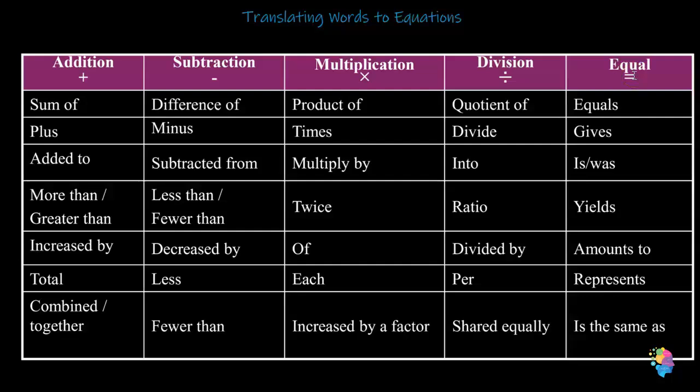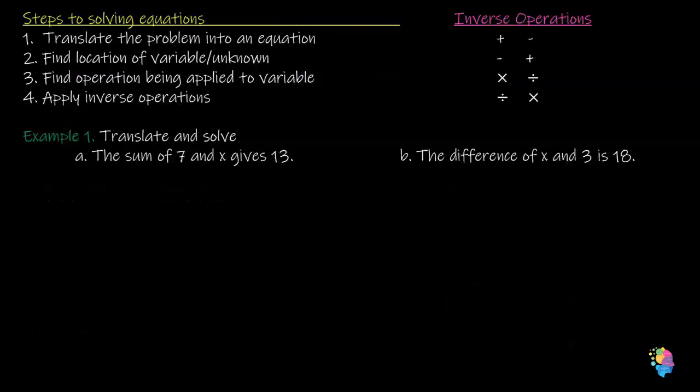So let's try a few examples. We're going to use some of the information that we've learned in the previous videos. The steps to solving equations that are given to us in words and have to be translated into equations are the following. First, we have to translate the problem into an equation using the keywords that we just saw. Second, we continue to find the location of the variable once we have the equation, find the operation being applied, and then apply the inverse operations.